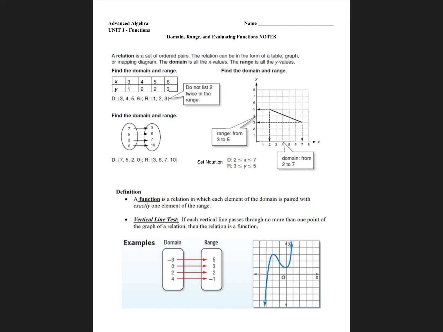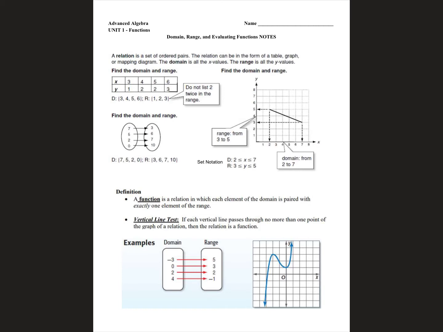Keep in mind that when we're referring to the domain, that is all of your x values. The range is all your y values. So in these examples below, it says find the domain and range of each. In the first one, we have a table. You can see that x corresponds to 3, 4, 5, 6. Y corresponds to 1, 2, 2, 3.